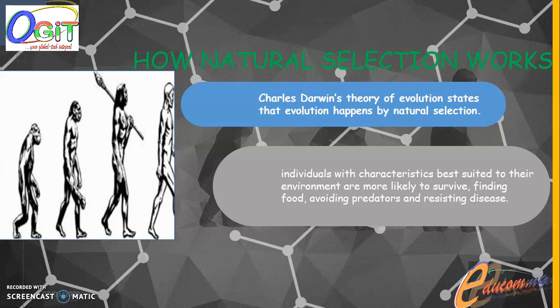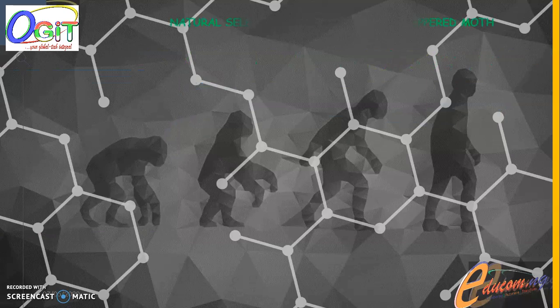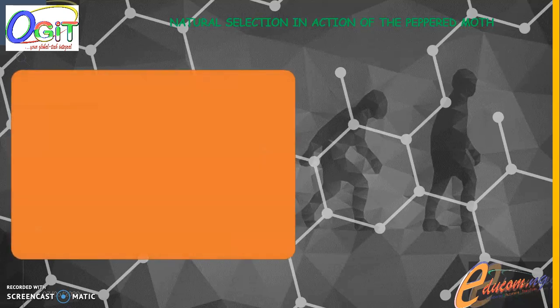Individuals in a species show variation in physical characteristics. This variation is because of differences in their genes. These individuals are more likely to reproduce and pass their genes on to their children. Natural selection in action: the peppered moth. I'll be taking an example of how natural selection works, and the example is going to be based on an insect called the peppered moth.